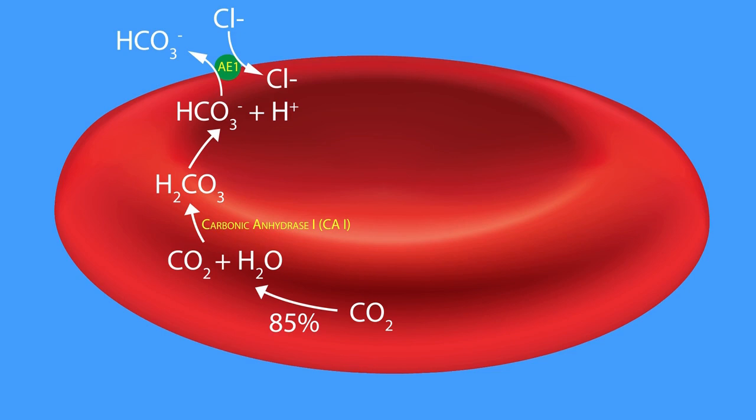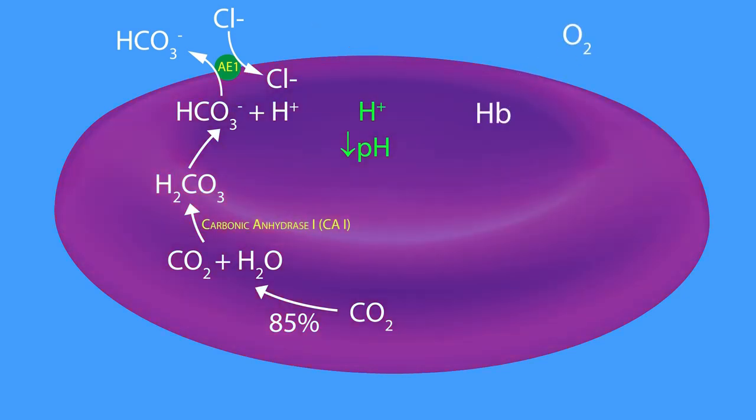Now, the hydrogen ions remain in the red blood cell because they're relatively impermeable to the cell membrane. So, they lower the intracellular pH, which causes oxygen to dissociate from hemoglobin. Next, the hemoglobin buffers the intracellular fluid by binding the hydrogen ions.